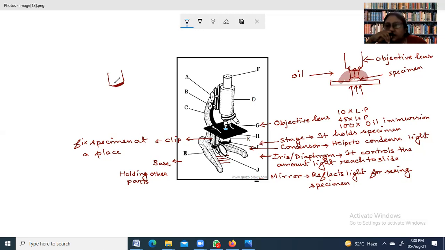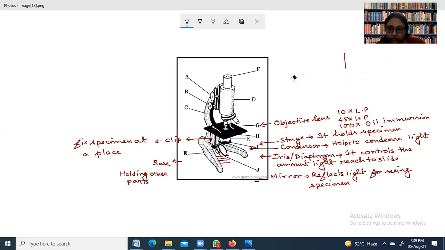Okay, is it clear? Yes, ma'am. So you will not see oil under the microscope, and you should not see it. Your purpose is not to see the oil. Your purpose is to see the specimen more clearly, that is, to have a clear image. To stop the refraction, we are using the oil immersion lens. Okay, is this part clear to everyone?